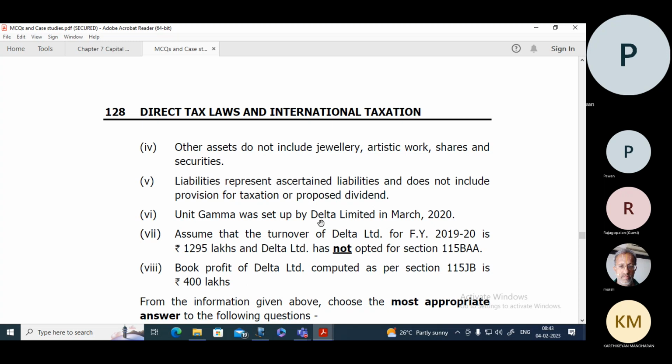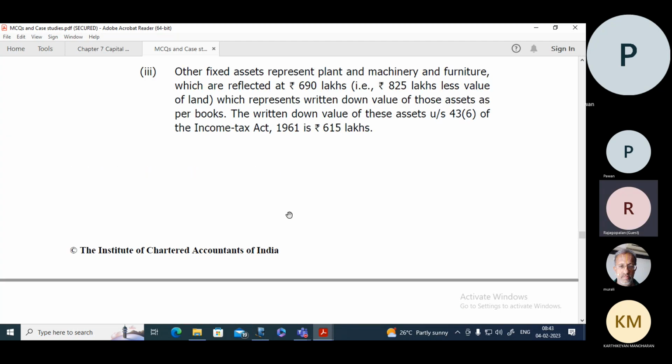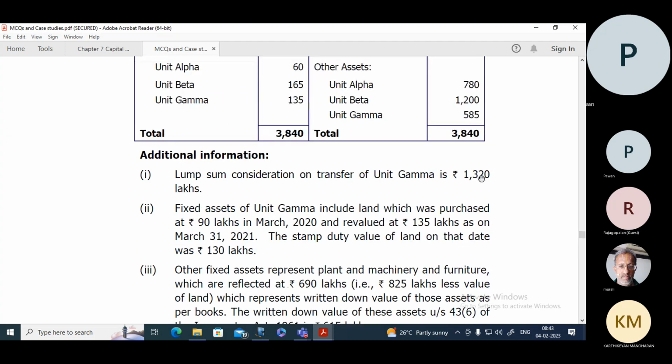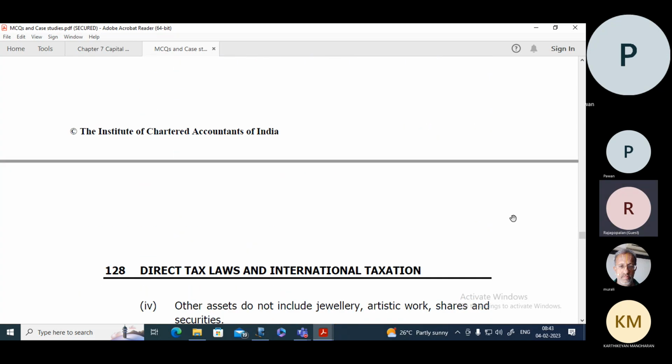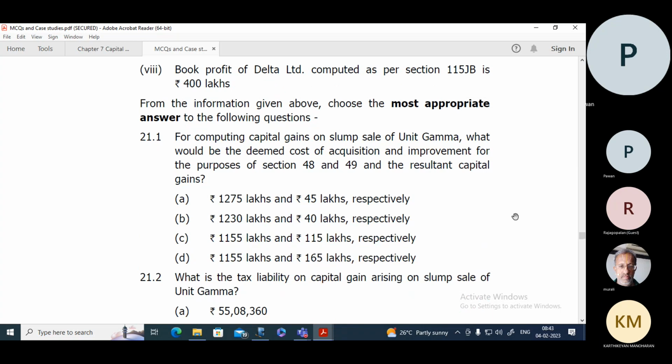Okay. Under FMV2, you subclassify into two. What are those? Monetary and non-monetary. Monetary is given in the problem. 1320. There is no other items that you have. So you simply take 1320. 1320 minus 1155 gives you 165. This is the answer.